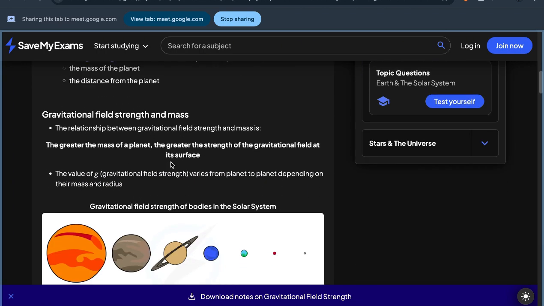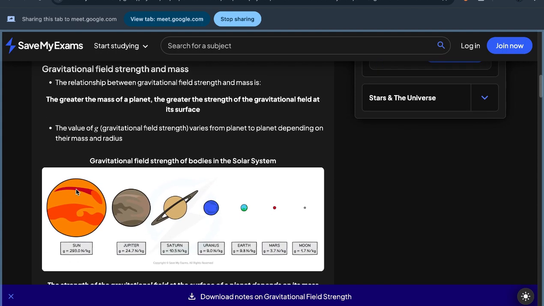Now, the gravitational field strength and mass, let's take a look at that. The relationship between the gravitational field strength and mass is given in this summative form: the greater the mass of a planet, the greater the strength of the gravitational field, which we already mentioned. For example, of all the components in our solar system, the sun is the largest. So hence, the sun has a greater gravitational field.